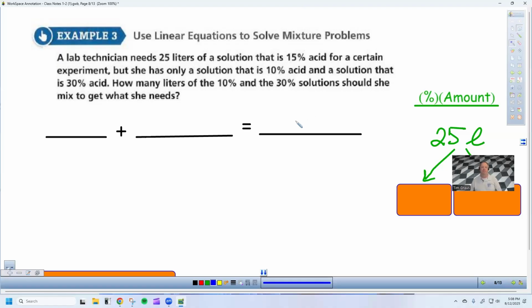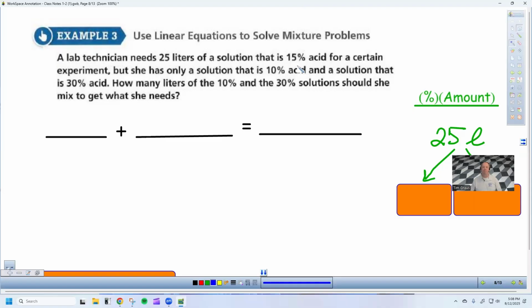So a lab technician needs 25 liters of a solution that's 15% acid for a certain experiment. But she doesn't have that kind. She only has a solution that is 10% acid. Well, that one is too weak. And a solution that is 30% acid. Well, that one is too strong. We need to mix this together to create 15% acid. The question is, how many liters of 10% should she use? And how many liters of 30% should she use? She'll mix them together and hopefully wind up with 25 liters of 15% acid.